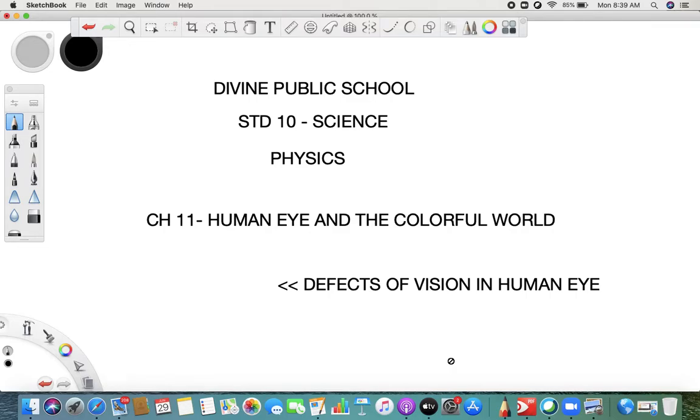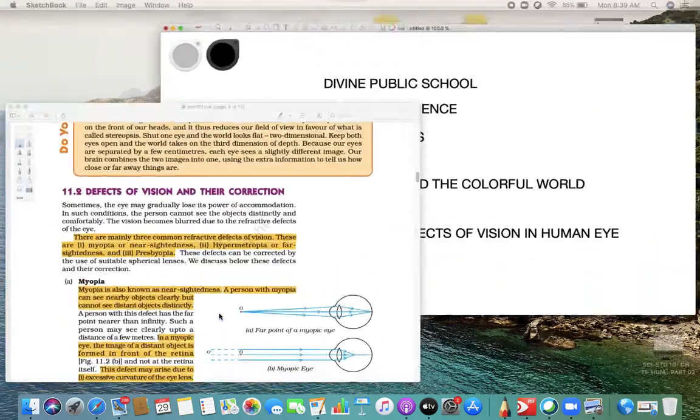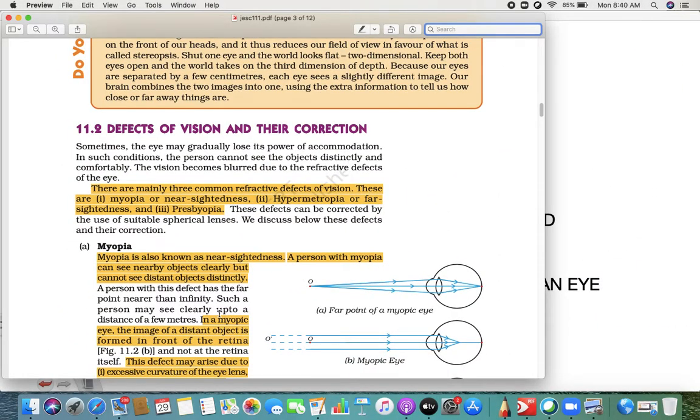We are learning Science, Chapter 11, Human and the Colorful World. Now, here we have started with the defects of vision and their correction. As I told you, there are three defects of vision. We started with the first one, myopia.